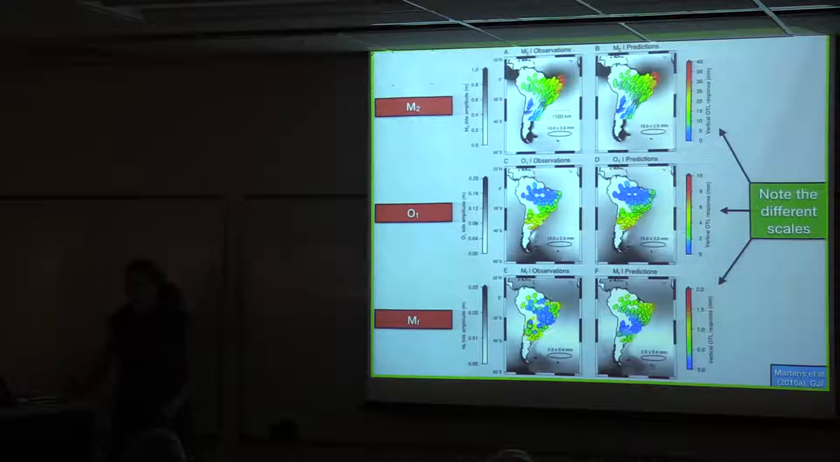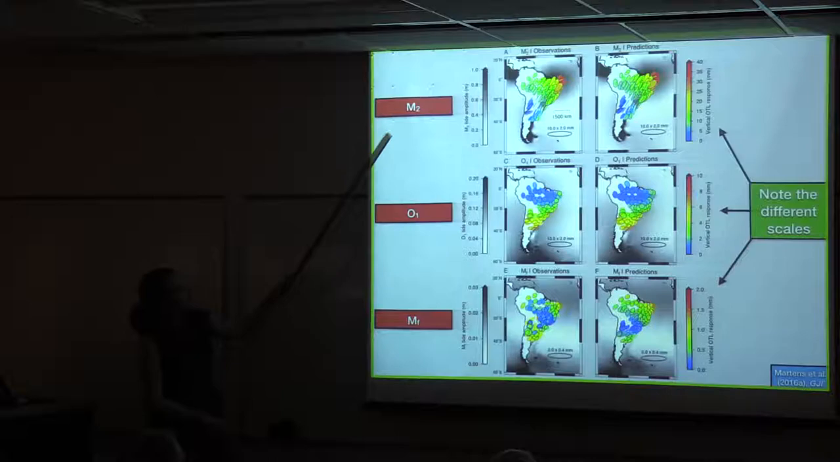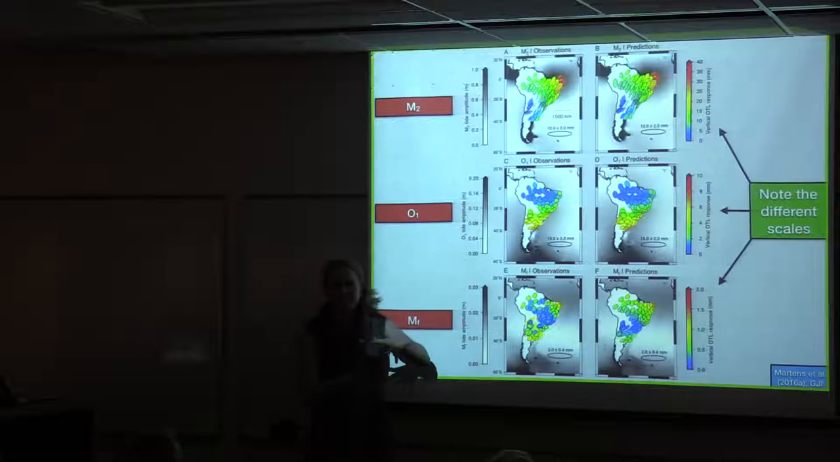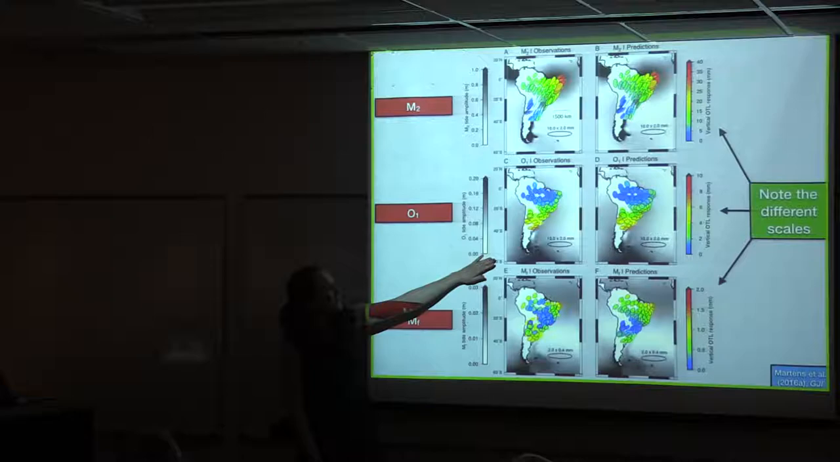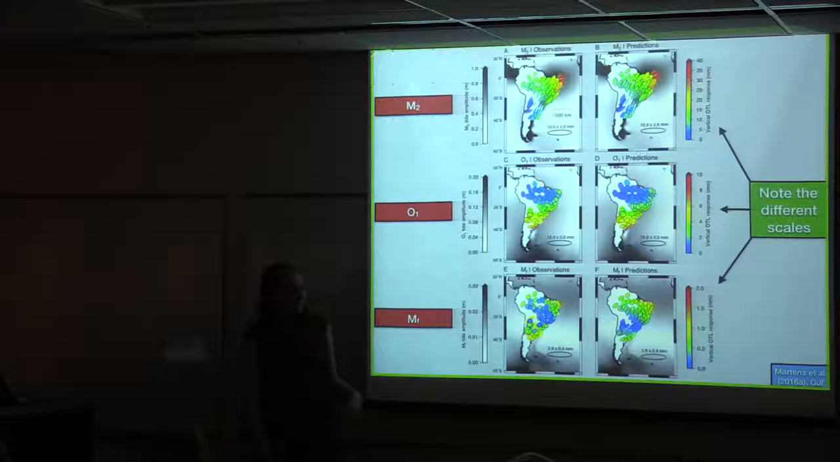Now, at the beginning, we had looked at maps of not just M2, but also a diurnal tide with a period of 25 hours and a fortnightly tide with a period of 2 weeks. They had different spatial patterns and different amplitude ranges. So M2 was by far the biggest. O1 was sort of in the middle, so it ranged up to about 20 centimeters in terms of sea surface height variation. And then the fortnightly tide was only up to about 3 centimeters of ocean height variation. So this is the small one.